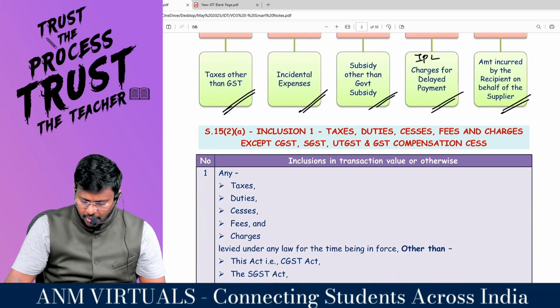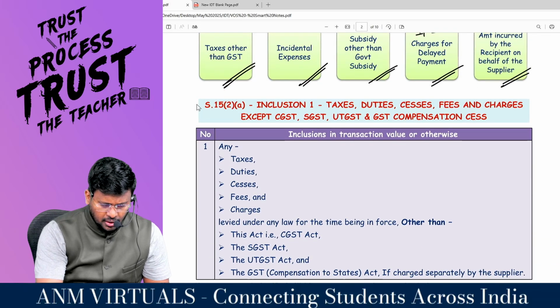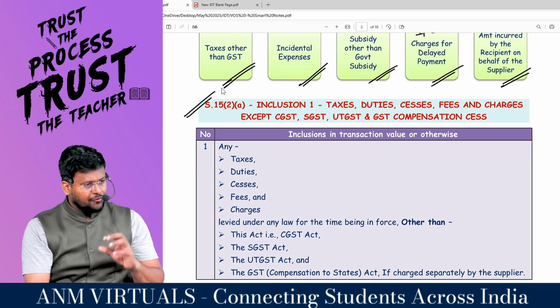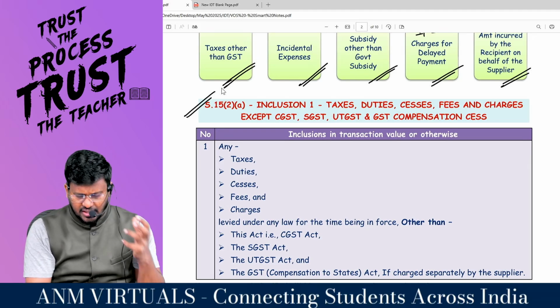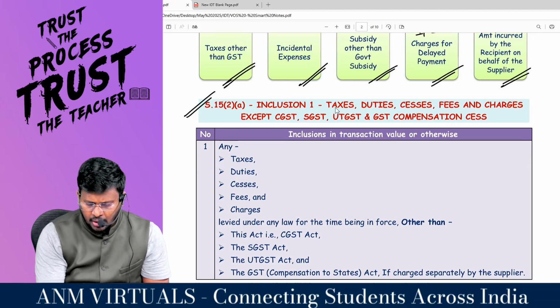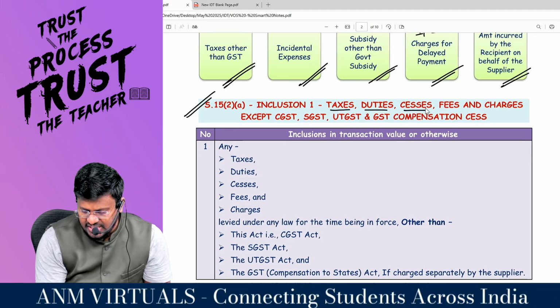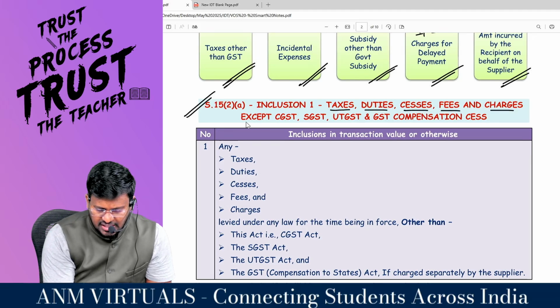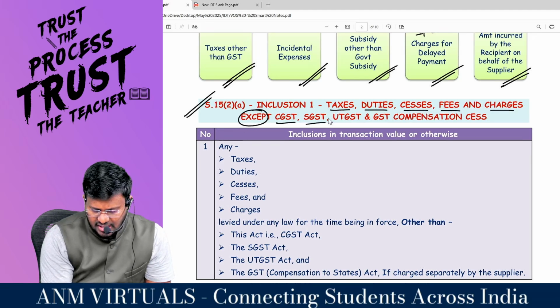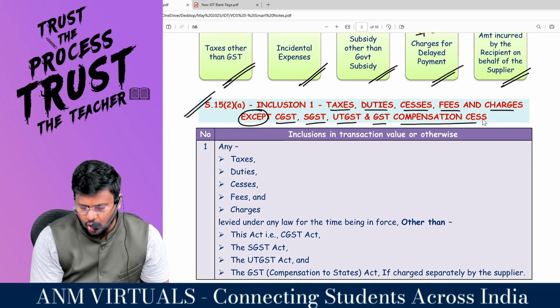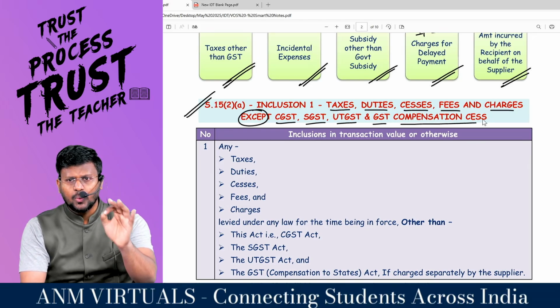Comfortable? Sir, if we take a deep dive into Section 15 subsection 2 clause A, that is our inclusion number 1: taxes, duty, cess, fees and charges except CGST, SGST, UTGST and GST compensation cess. This is what, in one line.